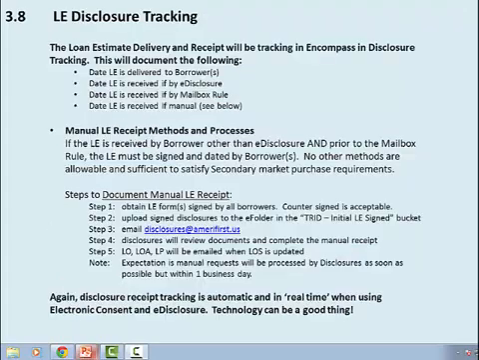As with the current RESPA 2010 GFE and TIL, the critical dates are captured and calculated in real time in Encompass in disclosure tracking. Just be aware of this and use it as a reference for questions with disclosure events or timing. So what happens if the borrower does not use the electronic process to document receipt of the LE?